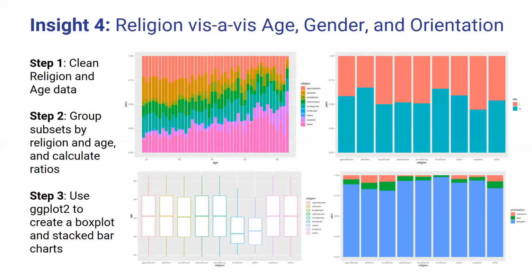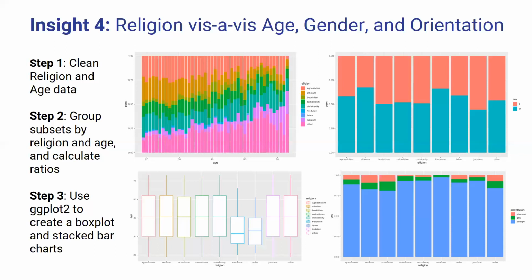We see that female users tend to be more religious. For example, if we look at agnosticism and atheism, male users tend to dominate those segments. Hinduism and Islam are probably the 2 exceptions. That's where female users are in the minority. When we look at the relationship between religion and age, users who identify with Hinduism and Islam tend to be younger than the rest of the users.